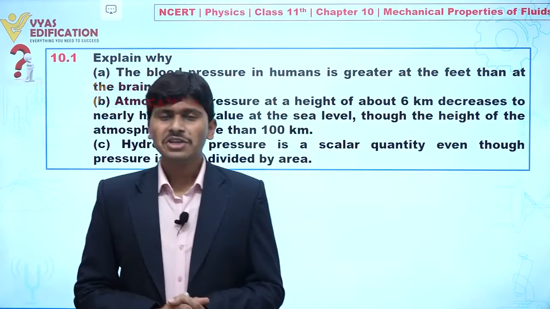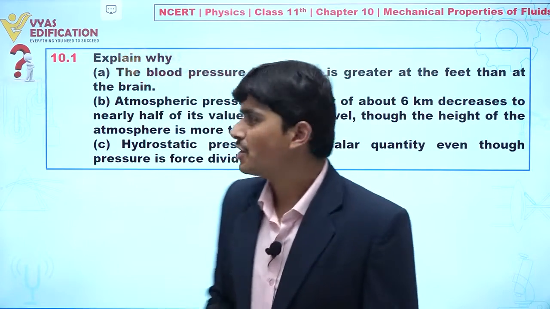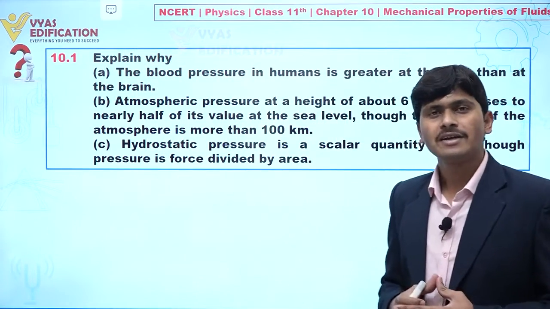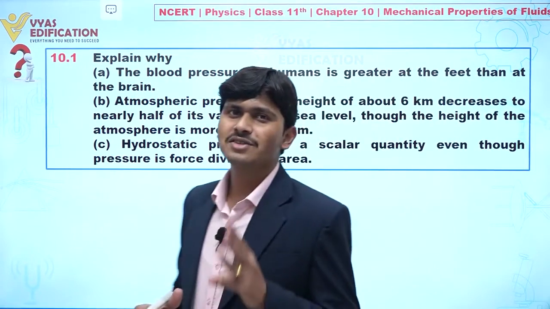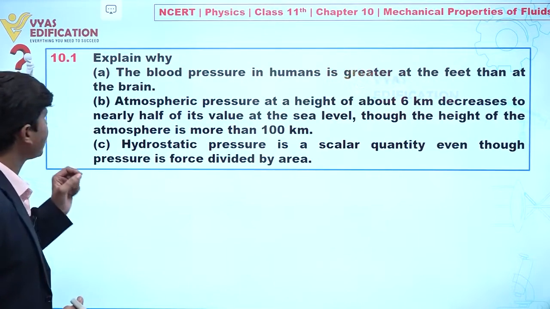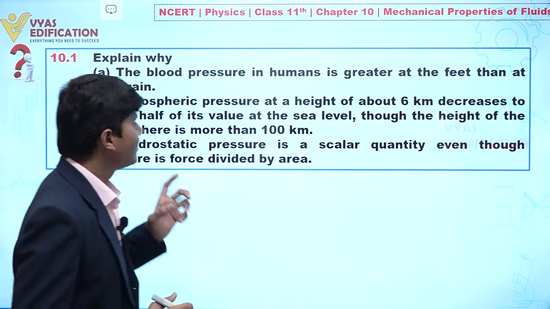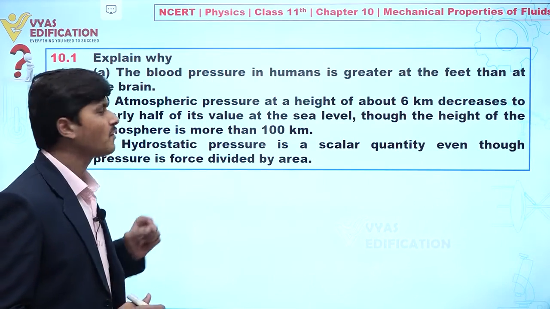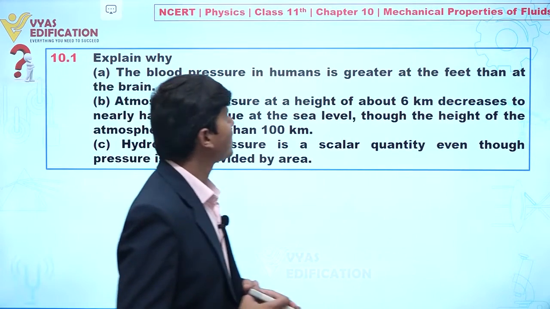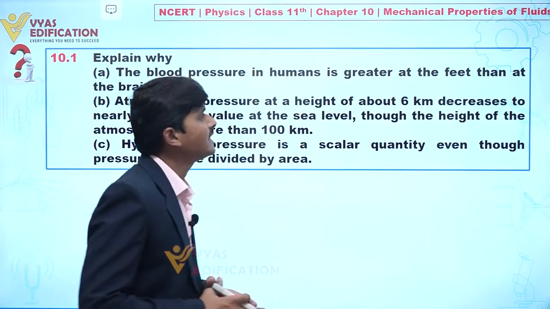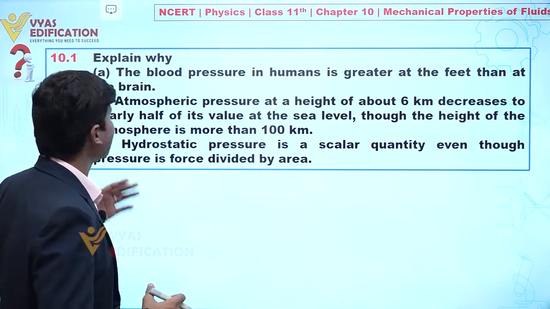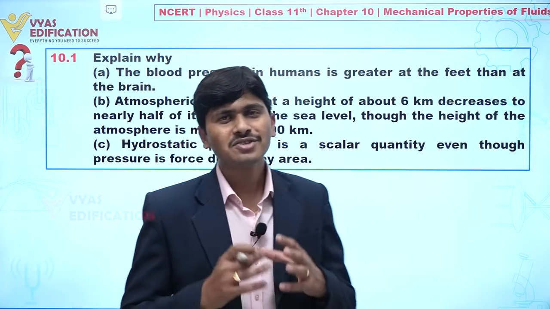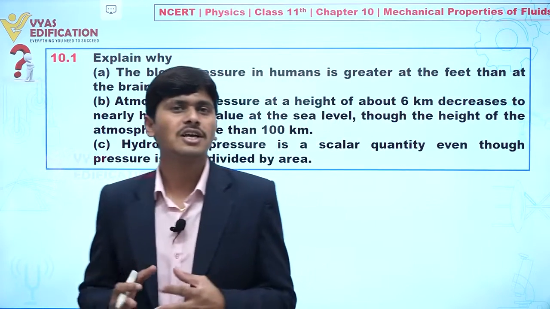Let's start. Now dear student, we are going to discuss question number 10.1, and in this question we have three parts, part number A, B and C. It is given to you to explain why: the blood pressure in humans is greater at the feet than at the brain. So my dear student, this is actually a logical question.